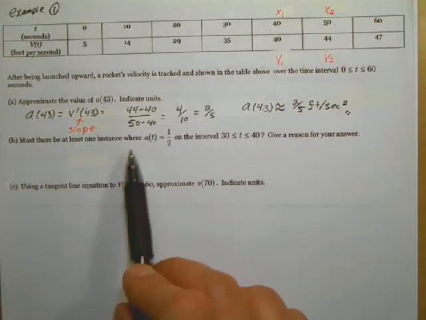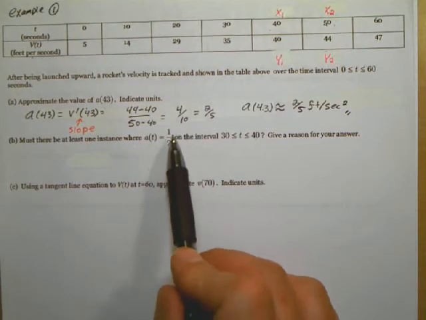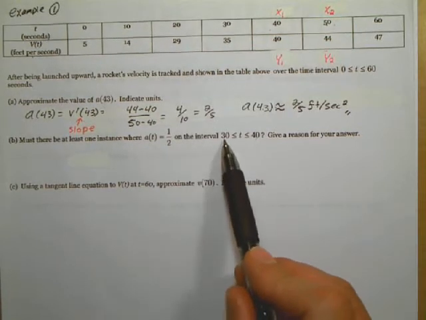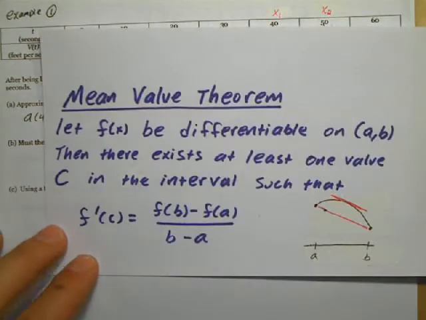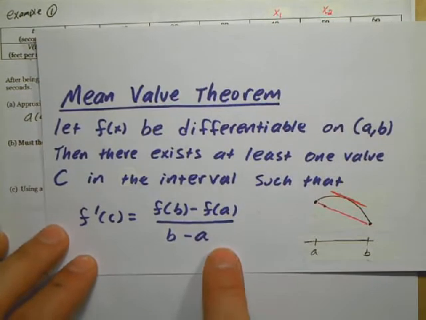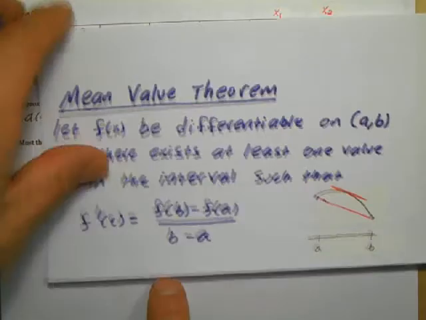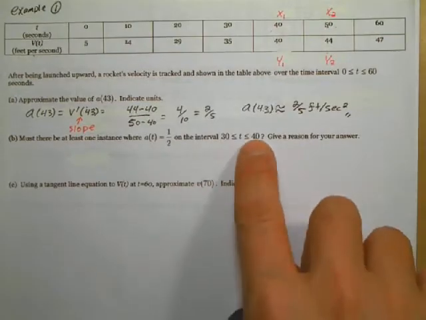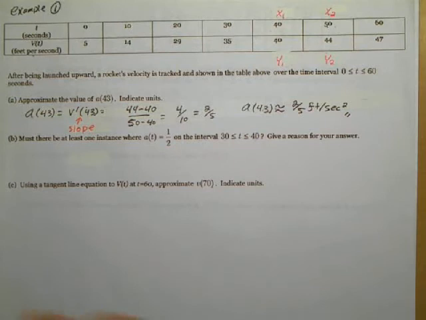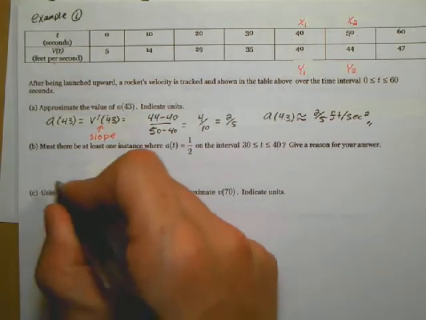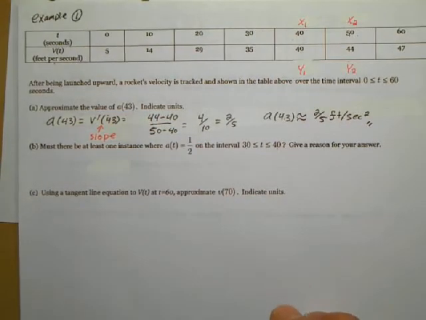Must there be at least one instance where the acceleration is equal to a half on the interval 30 to 40? Give a reason for your answer. So this is where we have to kind of use the mean value theorem to show that there's going to be some point between 30 and 40 at which the derivative is equal to a half. For these, I like to kind of just draw what the data is kind of looking like.